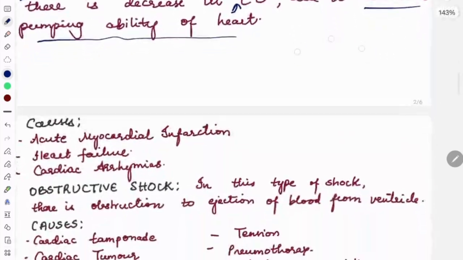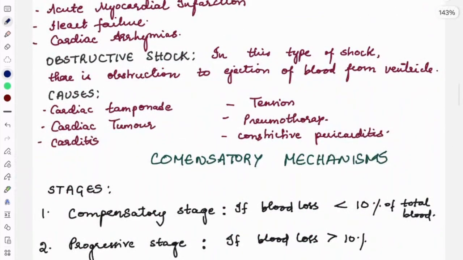Okay. So, what are the causes of cardiogenic shock? So, myocardial infarction, heart failure, and cardiac arrhythmias. So, these three are the most common causes for the cardiogenic shock. Okay, all these three causes are related to the problems in the heart. That's why it is very simple to remember that these three are the causes for the cardiogenic shock.